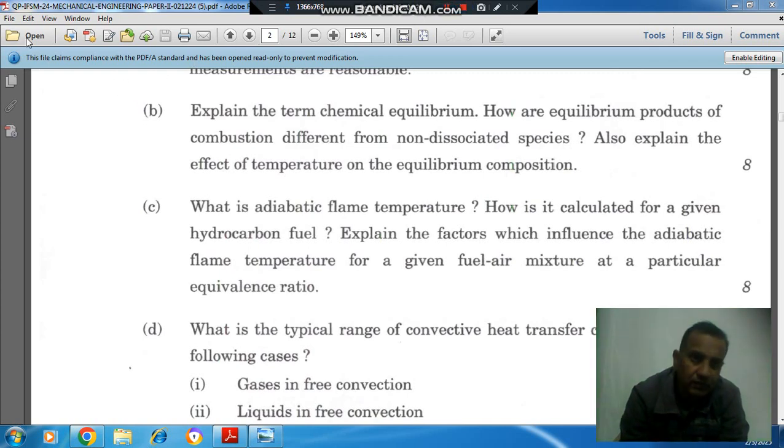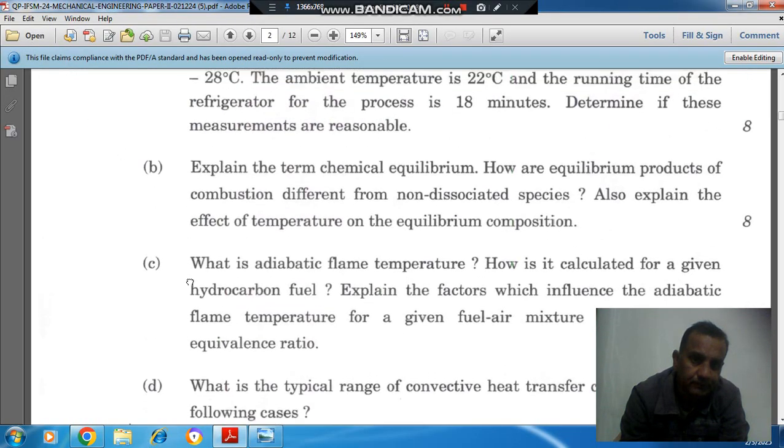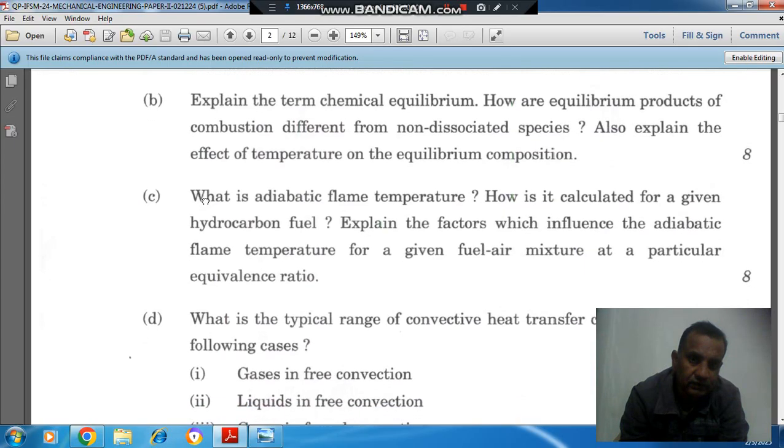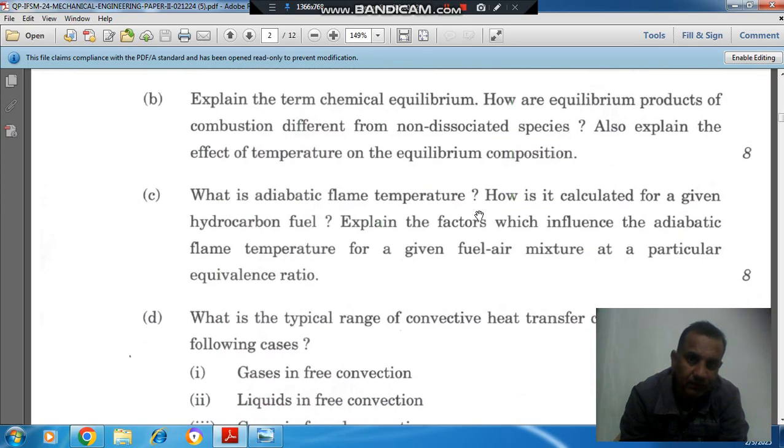Hello, welcome again. We are solving Indian Forest Services Mechanical Engineering paper 2 of year 2024. Question number 1C is: what is adiabatic flame temperature? How is it calculated for a given hydrocarbon fuel? Explain the factors which influence the adiabatic flame temperature for a given fuel air mixture at a particular equivalence ratio.